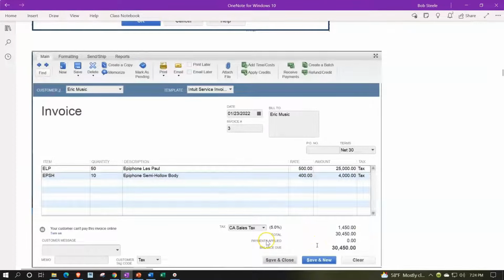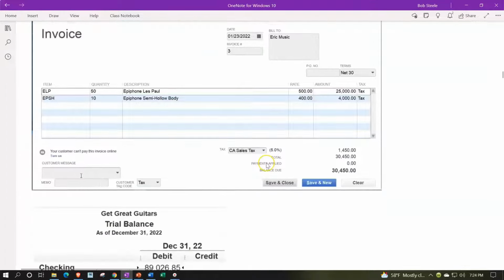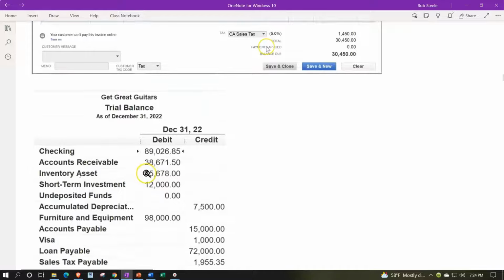What's the impact on the financial statements? We know that the accounts receivable is going to go up by $30,450 because it's an invoice. We've got the sales going up by the $25,000 plus the $4,000, the $29,000, not including the sales tax. Sales tax payable going up by $1,450. The cost of goods sold going up by some amount that's not on the invoice, but is known by the system due to the tracking of the items. Inventory going down, and we'll also have the subledgers for inventory and accounts receivable tracking by unit and by customer.